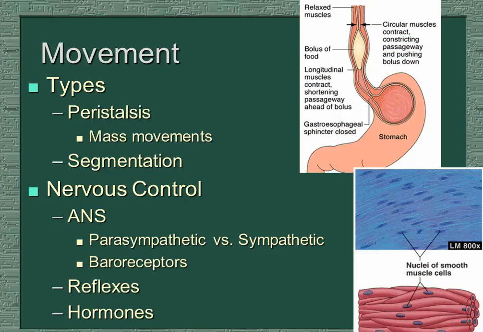Okay, so movement. I've already mentioned peristalsis. You see it happening right over here. It's that rhythmic muscle contraction, pressing a little bit at a time, and the stuff just moves down slowly. That happens in the stomach too. Now, there are a couple of variations of this rhythmic muscle contraction. Segmentation. We'll talk about it more in the small intestine.